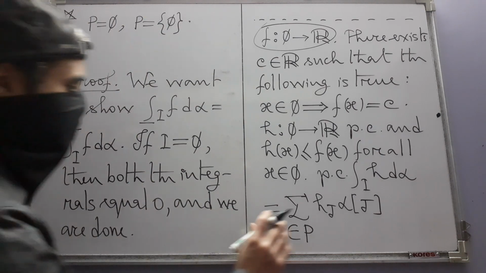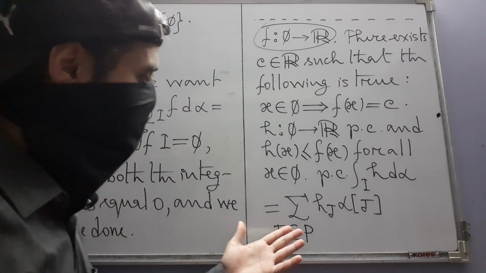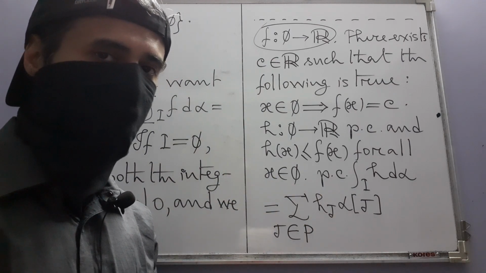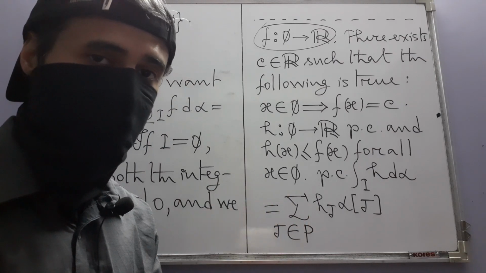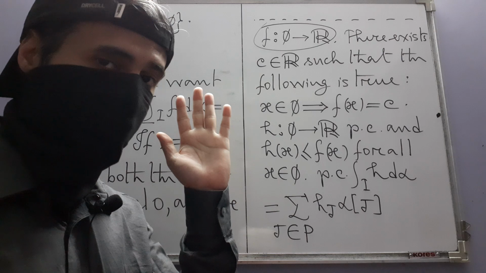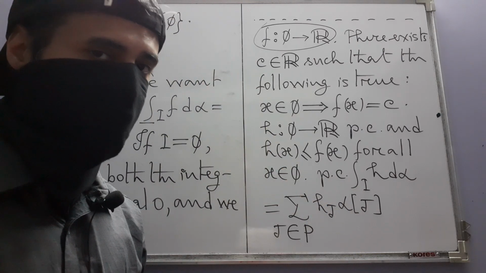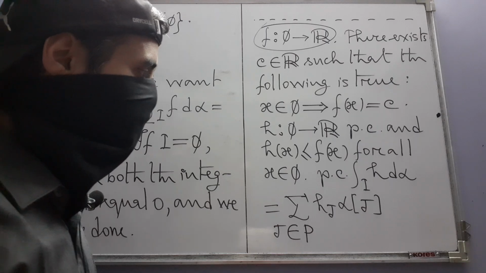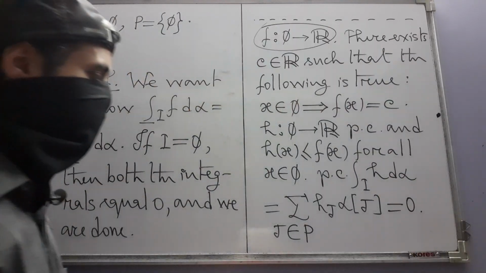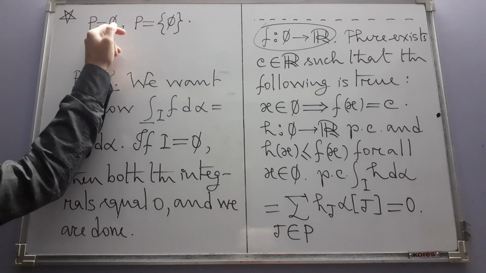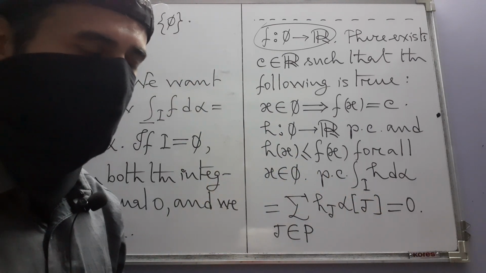Now, what happens to this sum when P is the empty set? In that case, this sum is the empty sum, and by properties of sums over finite sets, which we saw way back, this is 0. We actually proved that. So this will be 0 if P is this, because the sum itself is empty, there is no term.